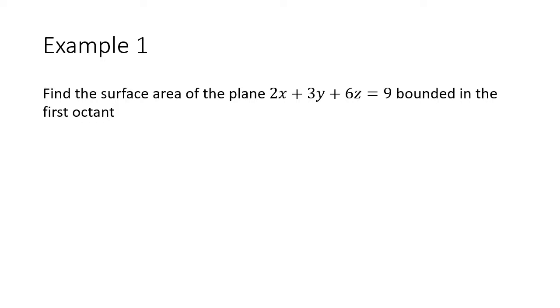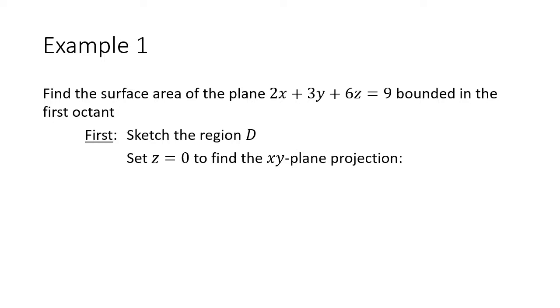So let's say I want to find the surface area of the plane 2x plus 3y plus 6z equals 9, which is bounded in the first octant. Now, just like before, the first step is to make sure we understand our region D. What is the region we're going to be integrating over? That needs to be our first step. So when I say I'm bounded in the first octant, that means that x is positive, y is positive, and z is positive. And so I'm still going to be integrating in terms of my function z equals f of x and y, even if it's not written like that yet.